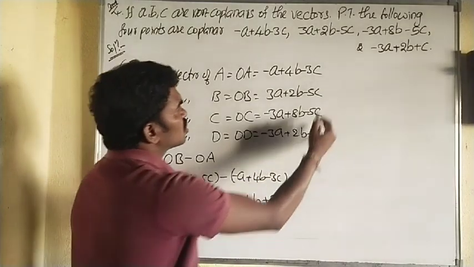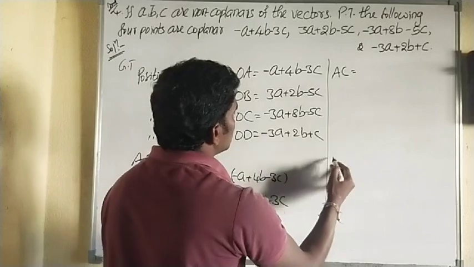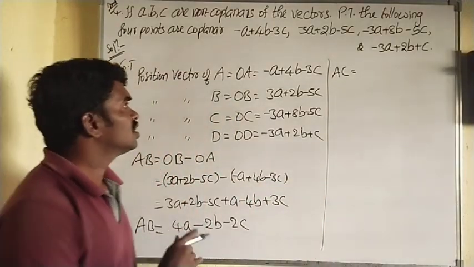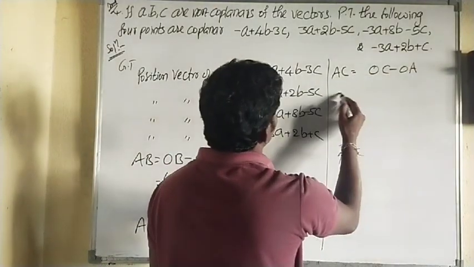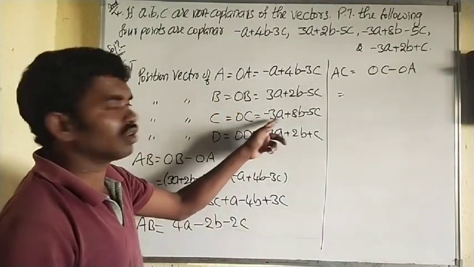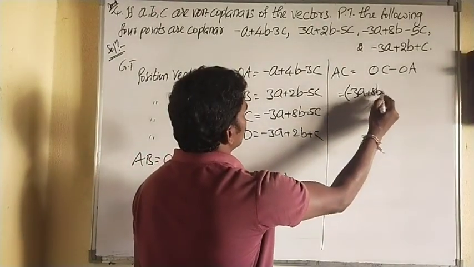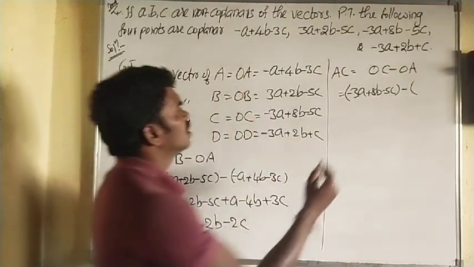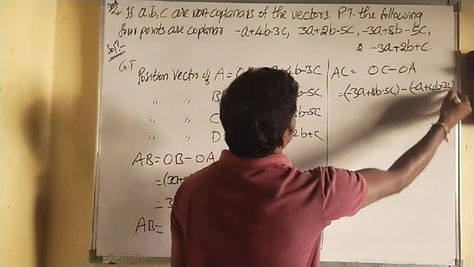Next, similarly, we should find AC and AD. Sorry, 3 vectors we should find. So AC means what? OC minus OA. OC is the third point, minus 3a plus 8b minus 5c, and minus OA, where OA means minus a plus 4b minus 3c.